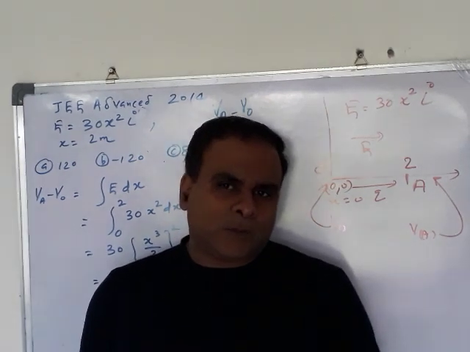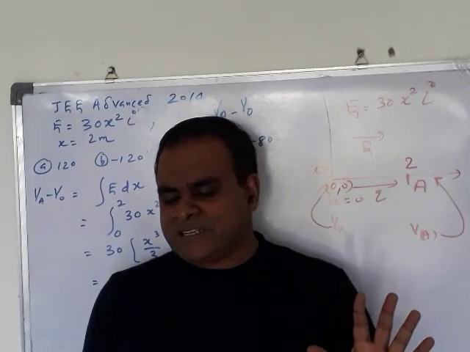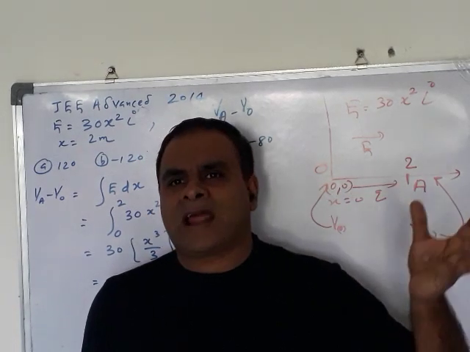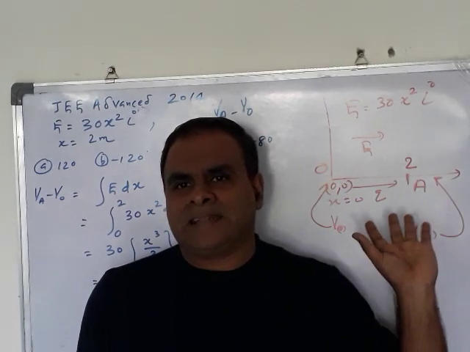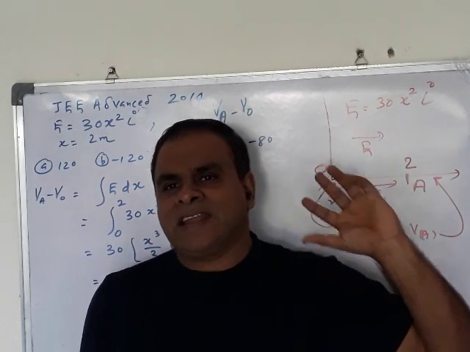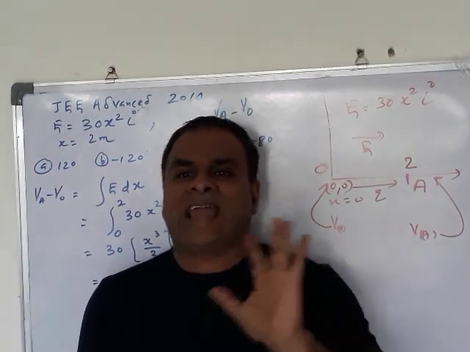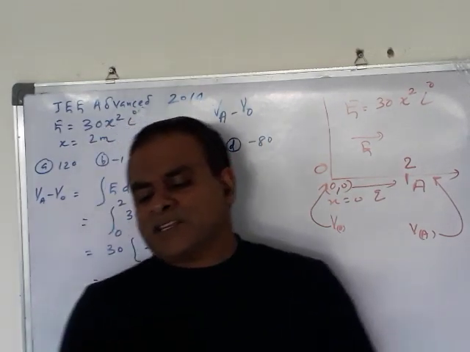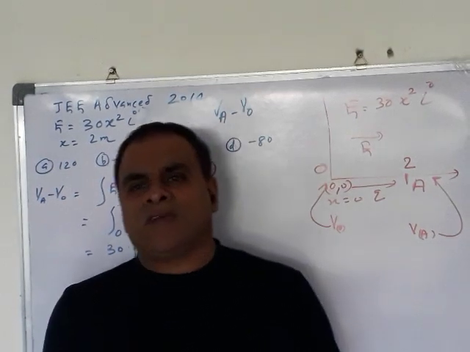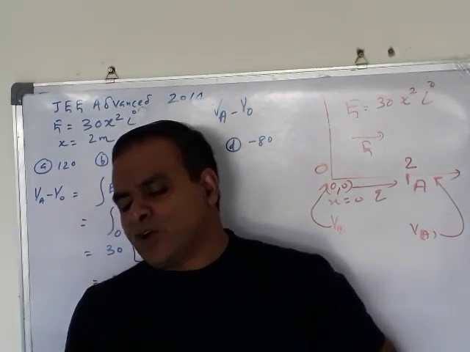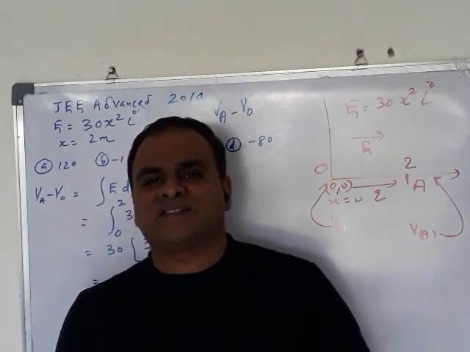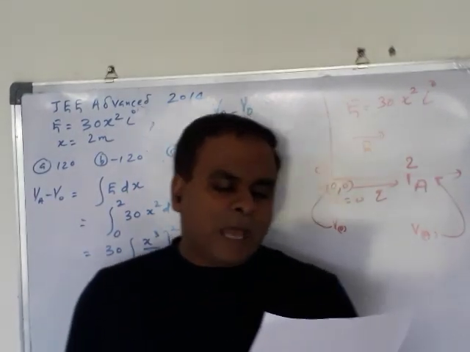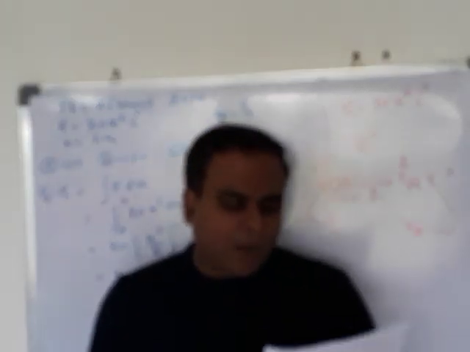Before that, you understood the question. They have given the electric field, 30 x square i, where x is a variable. The electric field is in terms of i, so it is in the x direction. Then they are asking the potential difference VA minus V0, where V0 is the potential at the origin and VA is the potential at a distance of 2 meters from the origin. Now I will come to the point.